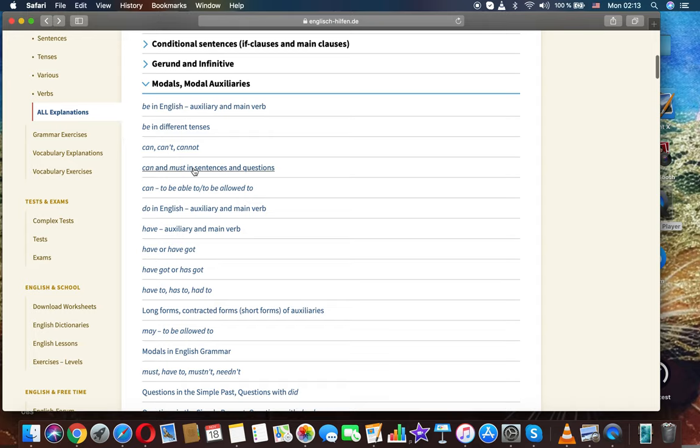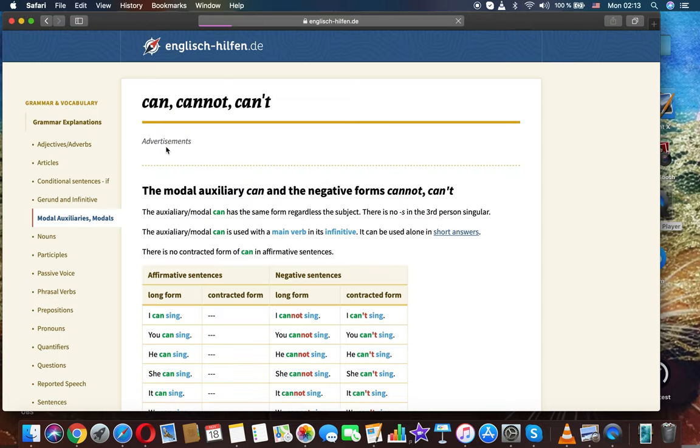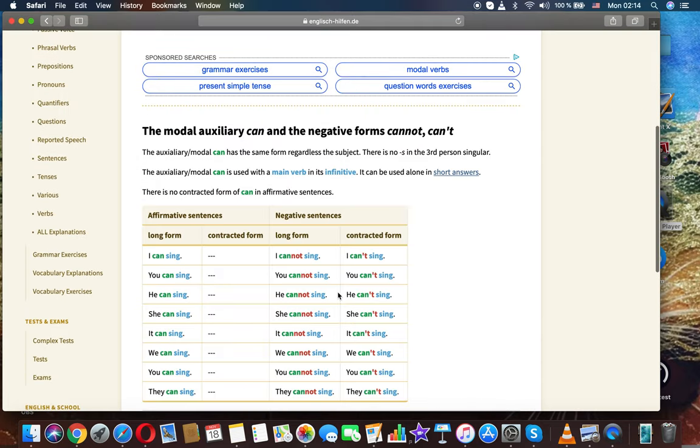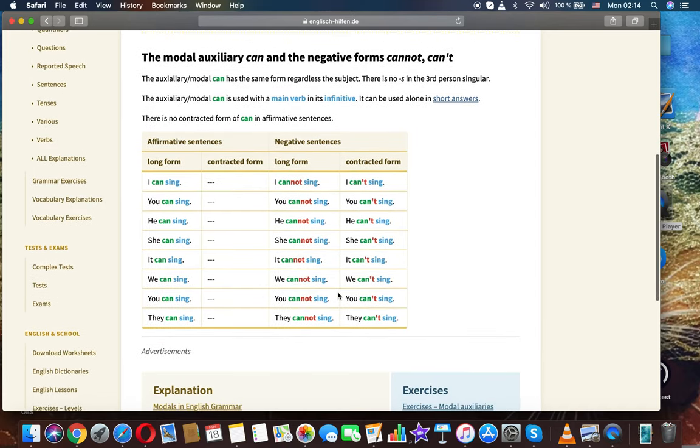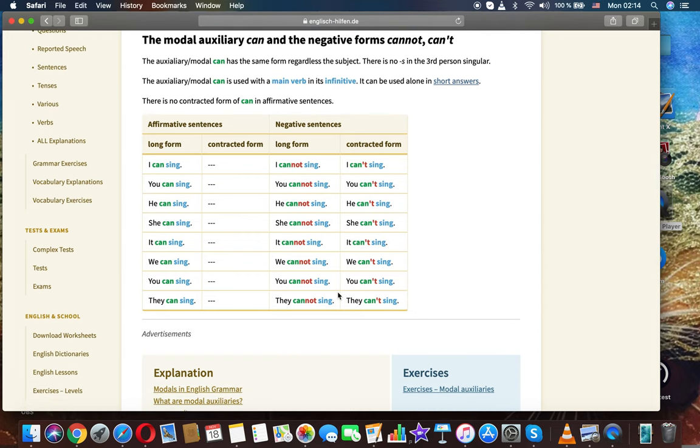Now we'll discuss the topic can, can't, and cannot, modals and modal auxiliaries, English grammar. The modal auxiliary can and the negative forms cannot, can't. The auxiliary modal can has the same form regardless of the subject.